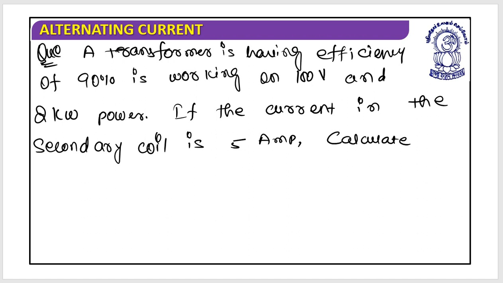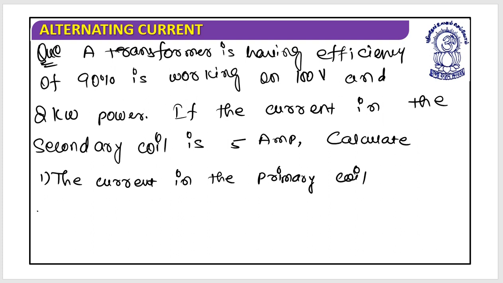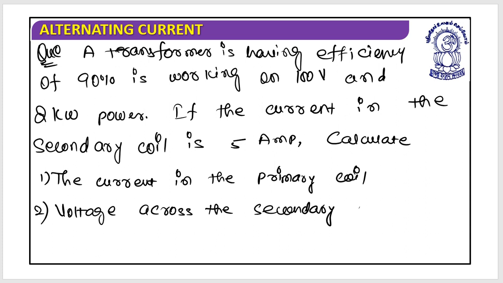calculate first the current in the primary coil, second, the voltage across the secondary coil. You require this too.